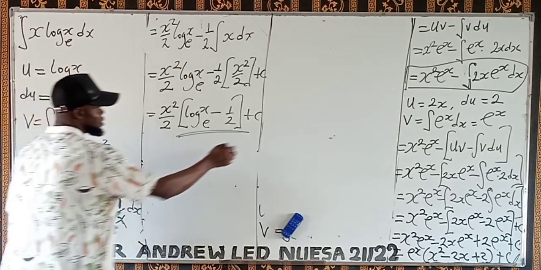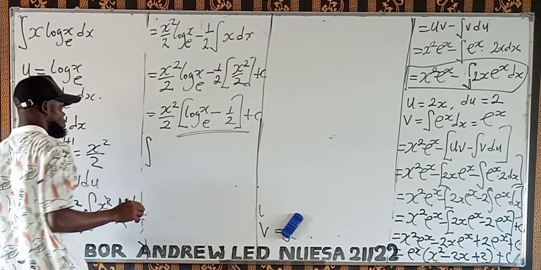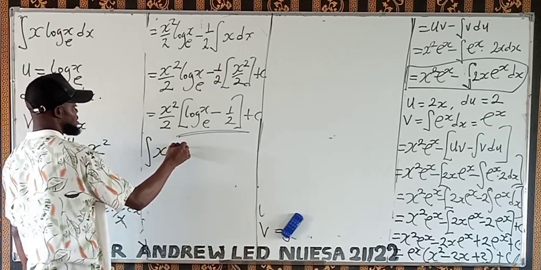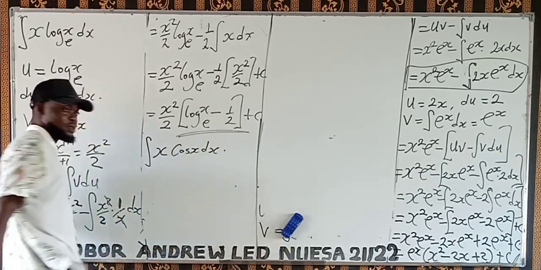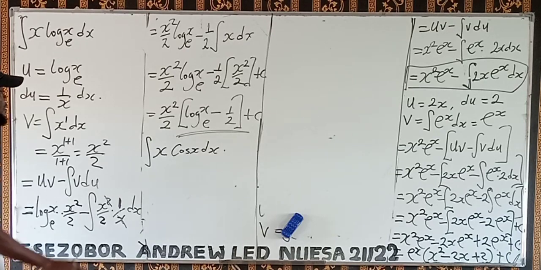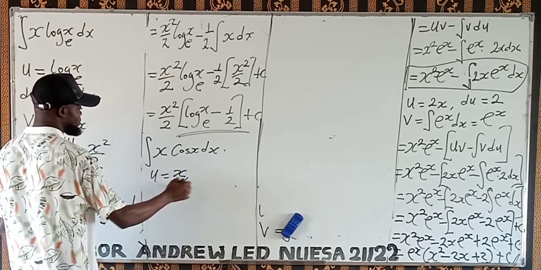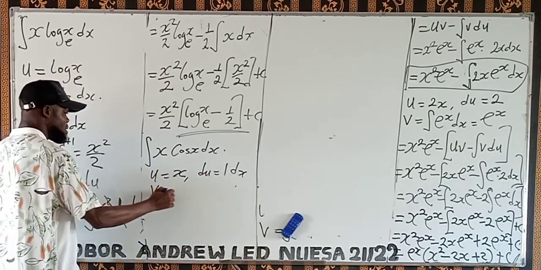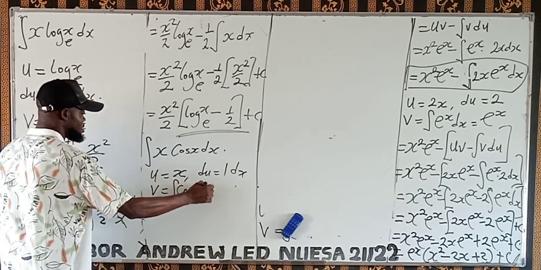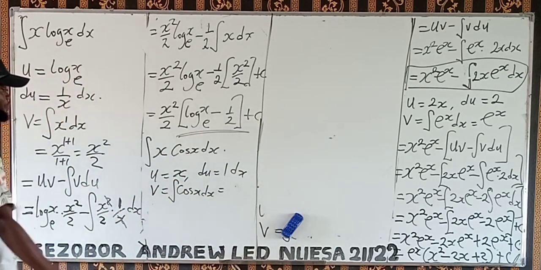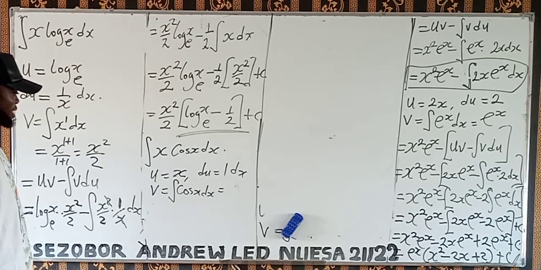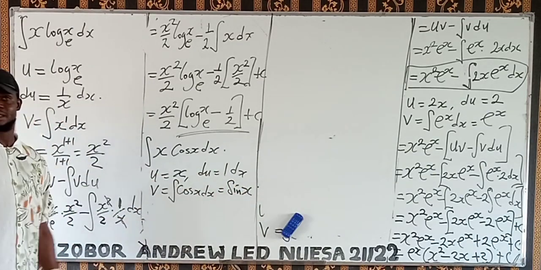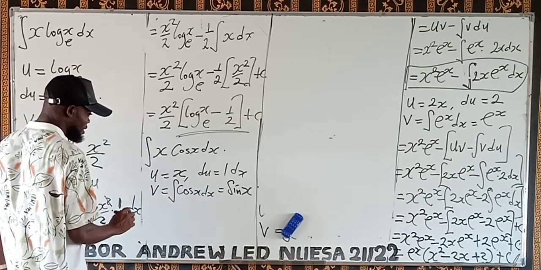Then the third one was the integral of x cos x dx. So remember, our u is what? x. The du will be 1 dx. Differentiate this one, I'm going to have 1 dx. The v will be the integration of the other side, which is cos x dx. If you integrate cos x, you're going to have sin x. So you have something very nice there.